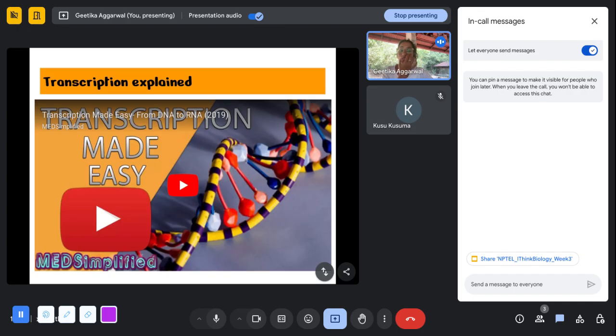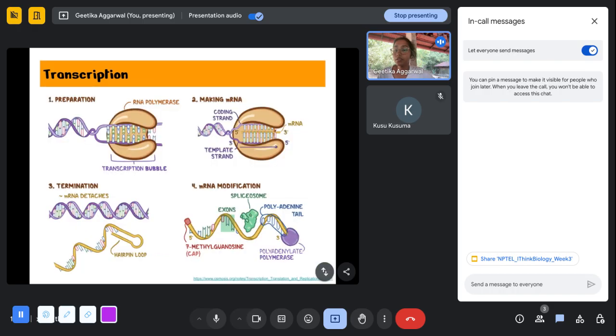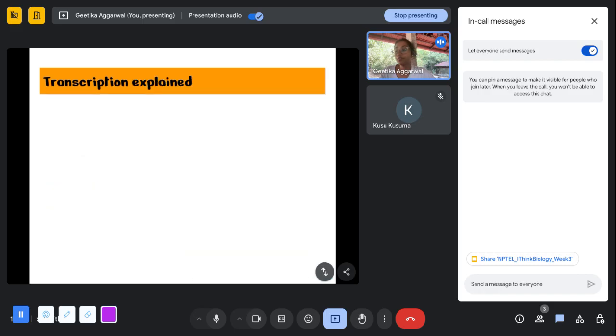So this video explains how transcription basically happens. Like I explained, there are these steps. First, the RNA polymerase comes and attaches, and then it forms the mRNA, and then this mRNA goes through some modifications before it exits the nucleus. One of these modifications is attaching of the cap and the tail, and then cutting out of the introns, and then it leaves the nucleus for translation in the cytoplasm.